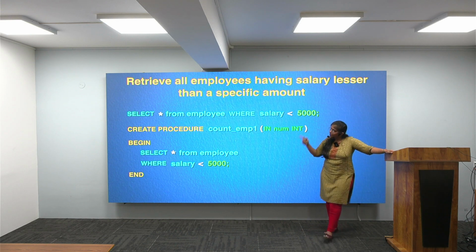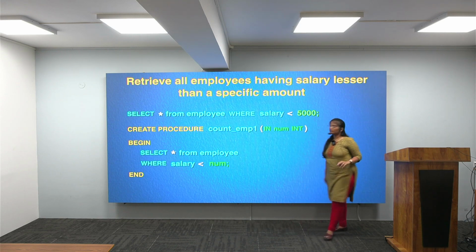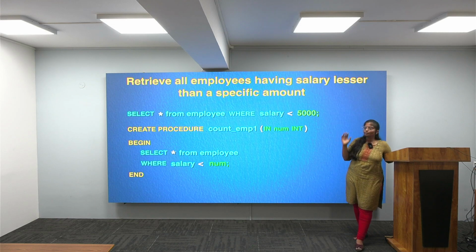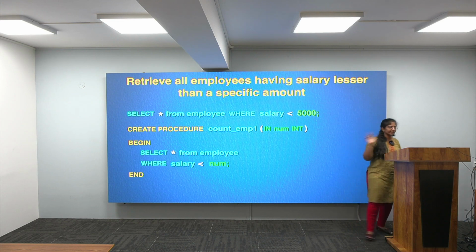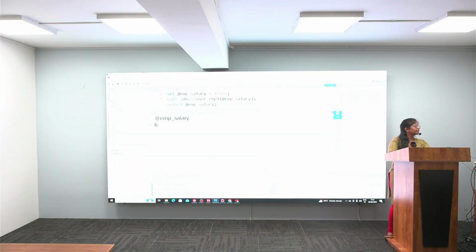Okay. This is how you will be creating a stored procedure. Num is replaced over here with 5,000. This is about creating a stored procedure where you have only an input parameter, no output parameter. I hope things are clear. Let's go to the database and create this and then call it using your JDBC.